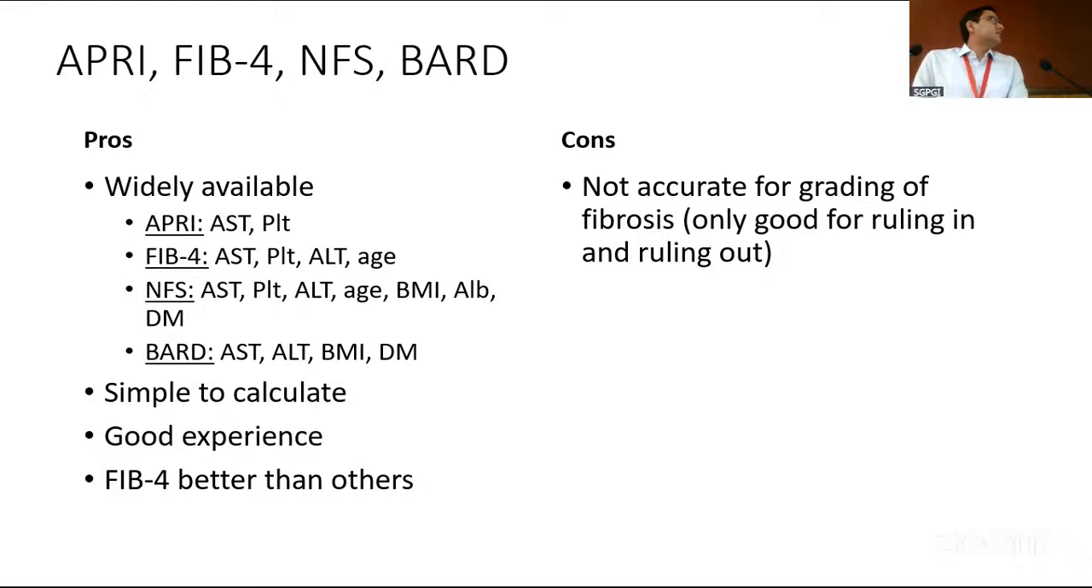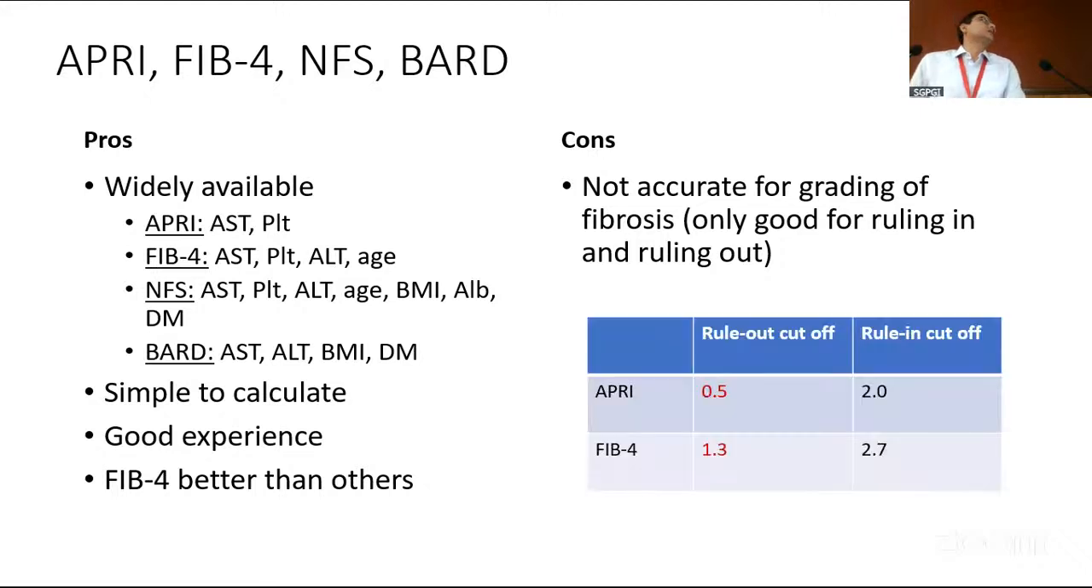However, the disadvantages of these scores are that they are not accurate for grading of fibrosis, only good for ruling in and ruling out fibrosis. And the cutoffs we use for ruling in and ruling out are, for APRI, if the value is less than 0.5, then we can be sure that significant fibrosis is not there in the patient.